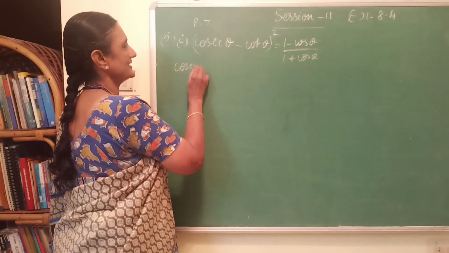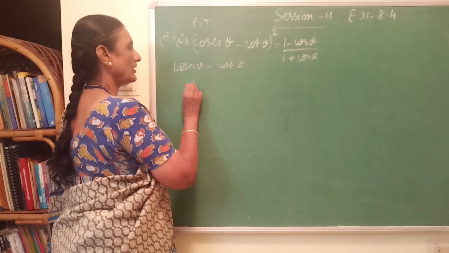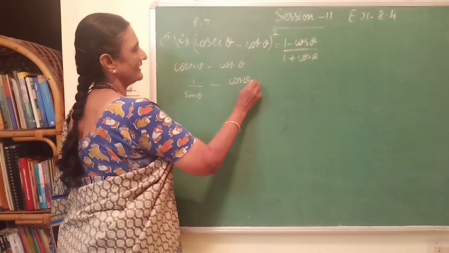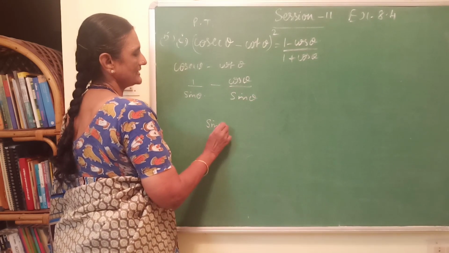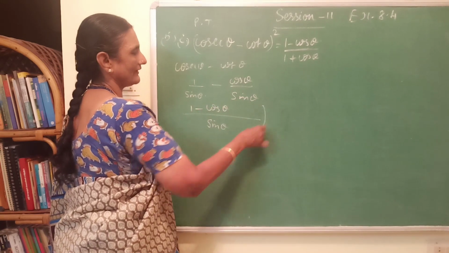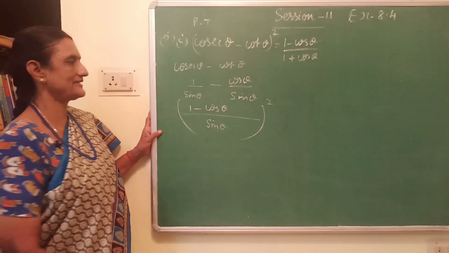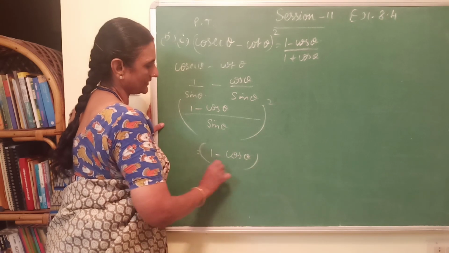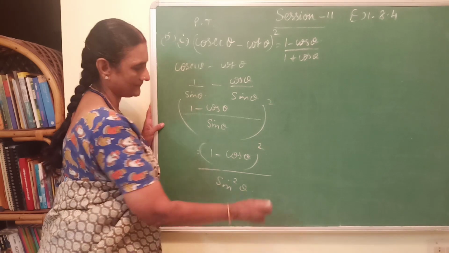This is cosec theta minus cot theta. First we will simplify. We all know cosec theta is 1 by sin theta, and cot theta is cos theta divided by sin theta. Now sin theta is the common denominator. So 1 minus cos theta we have got, and we have to take the whole square of it. This is the LHS. This gets simplified as (1 minus cos theta) the whole square divided by sin square theta.